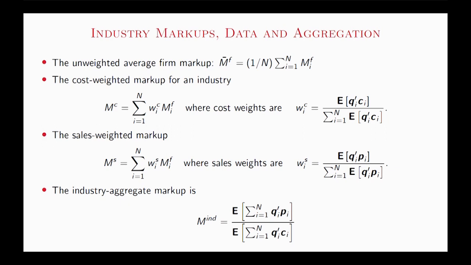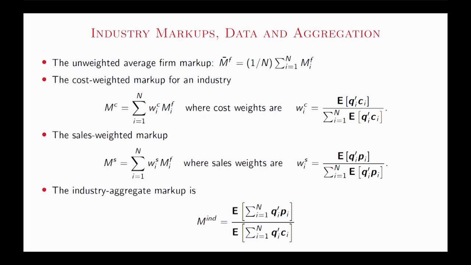So the unweighted markup is just the unweighted sum of the firm level markups. The cost-weighted markup is basically the sum of markups weighted by their cost share, and you have the cost share here on the right. And the sales-weighted markup is exactly the same, but now the weight is the sales weight.